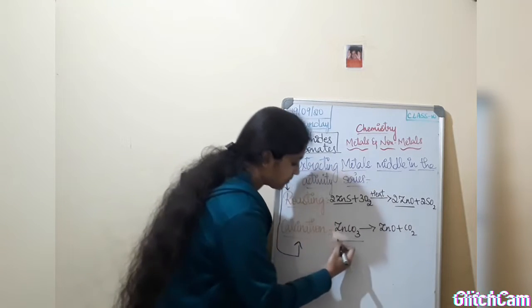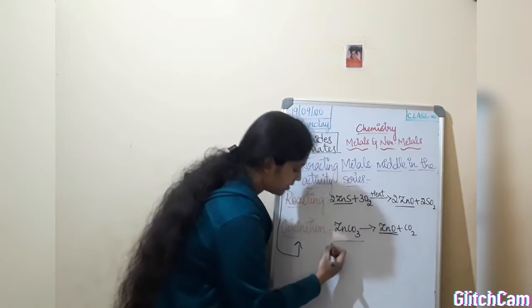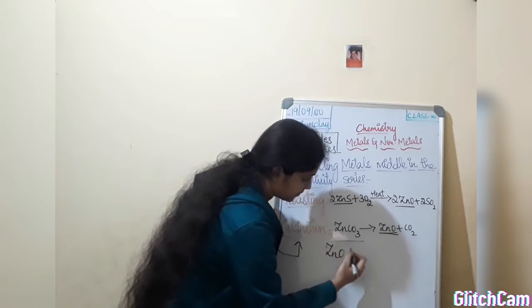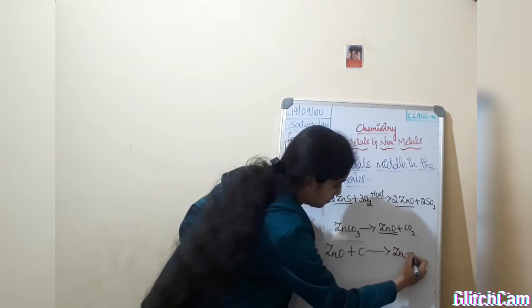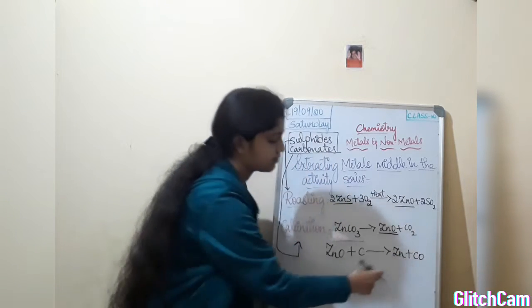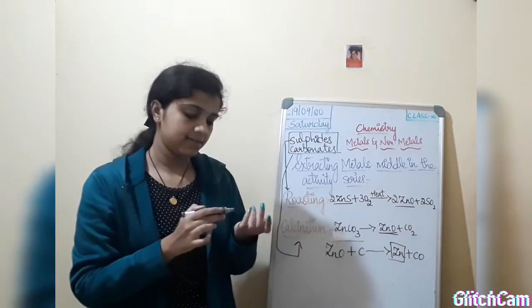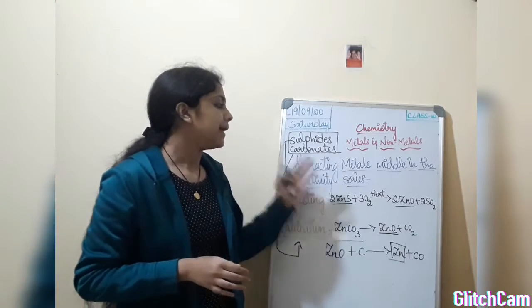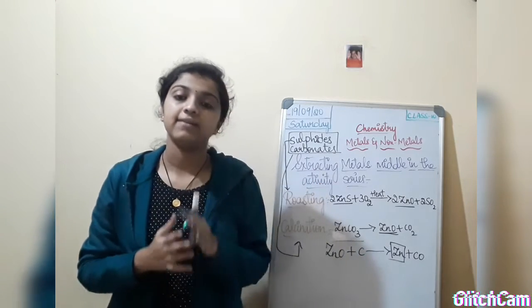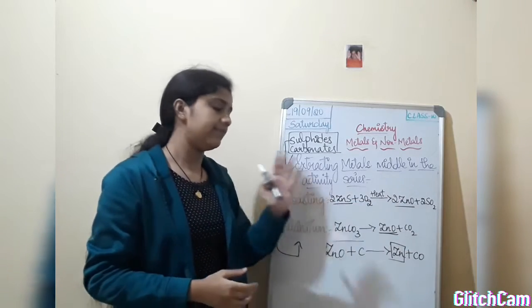Now that it is in the oxide form, zinc oxide, ZnO plus carbon gives zinc plus CO. So now we have got zinc in its native state. This is how metals are extracted when they are moderately reactive, in the middle of the activity series.